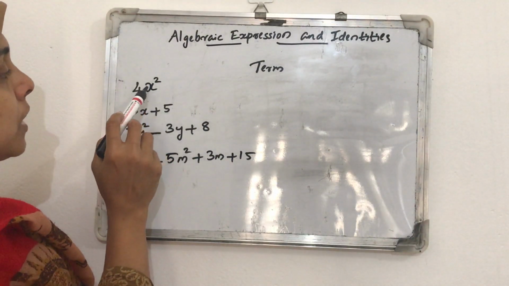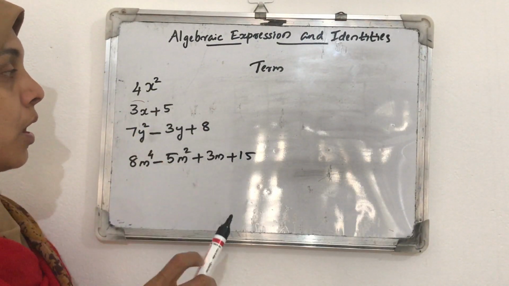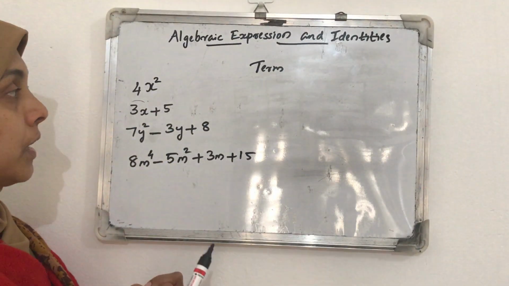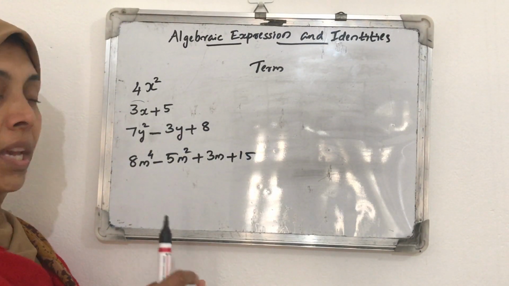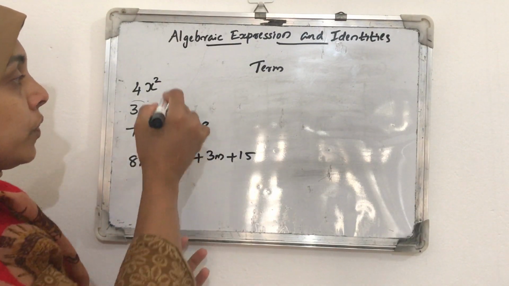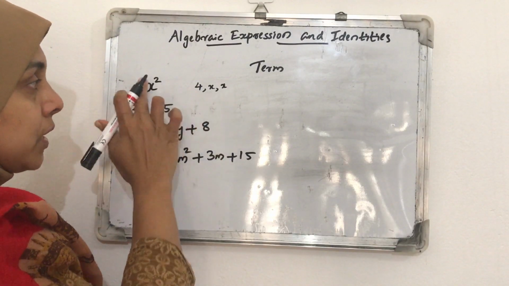Now in the first expression also we can find what are the factors of this 4x square. Here 4 is one factor and x is another factor. X have 2 times, so x into x. That's the factors of this term. We can write it as 4, x, x. These are the factors of this term.